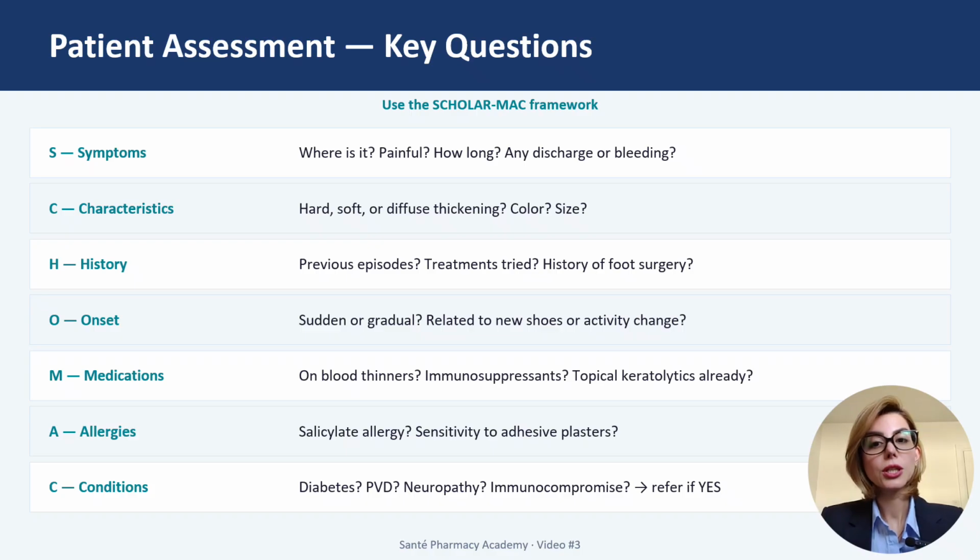Conditions. The critical one. Do they have diabetes, PVD, neuropathy, or any immunocompromising condition? If yes to any of these, refer immediately. Always visualize the lesion if possible. Diagnosis is largely clinical and based on appearance and location.